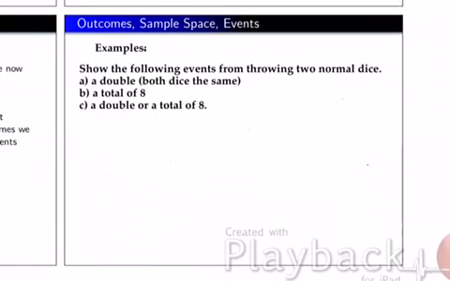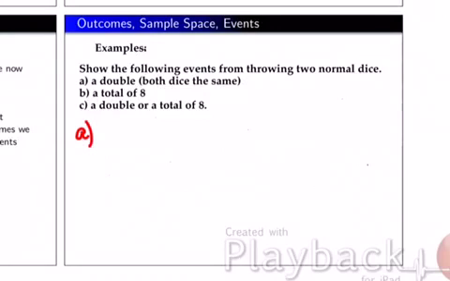So for this example, we're trying to show the following events from throwing 2 normal dice. So if I throw 2 normal dice, the first one could land on 1, the second one could land on 1, the first one could land on 1, the second one could land on 2, and so on and so forth. So I'm going to now consider all the different outcomes and see when they are the same.